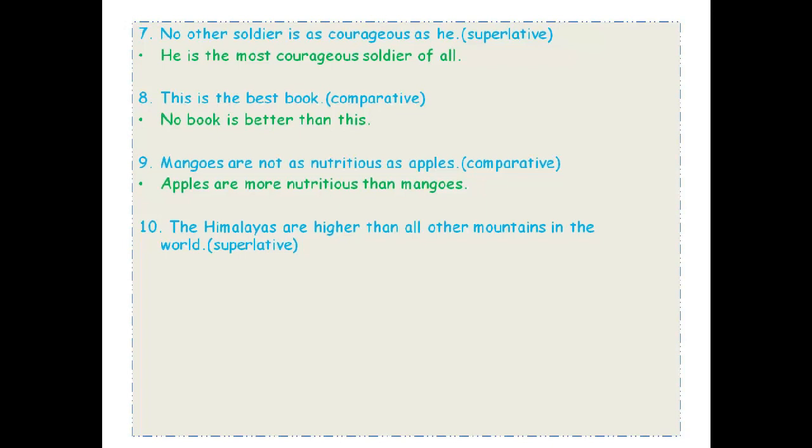Number 10. The Himalayas are higher than all other mountains in the world. The Himalayas are higher than all other mountains and you have to use superlative. So, if they are higher than all other mountains, it means it is the highest. So, we can say the Himalayas are the highest mountains in the world. Very easy. Higher was comparative. We had to use superlative. So, we can simply say the Himalayas are the highest mountains in the world.